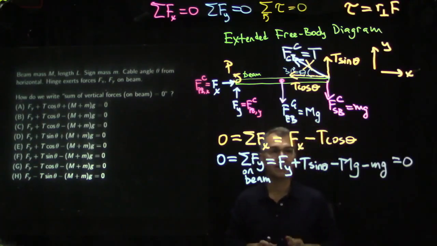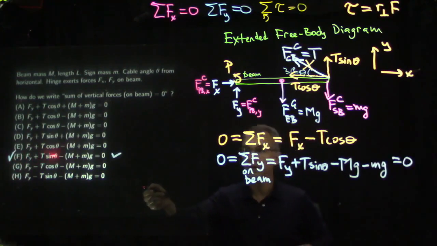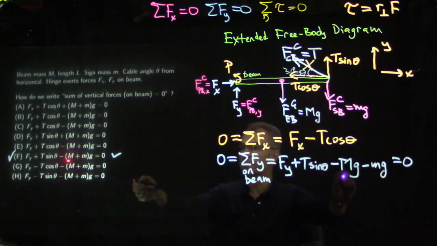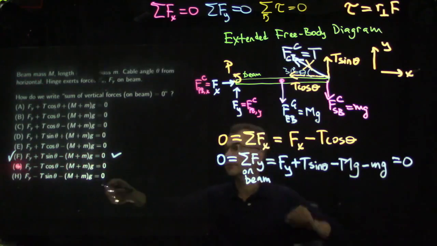So let's see which of our candidate answers seems to match this. I think I like answer F, Foxtrot, pivot force in the y direction plus T sine theta minus big mg minus little mg equals 0. So there we go. I think I like answer F.